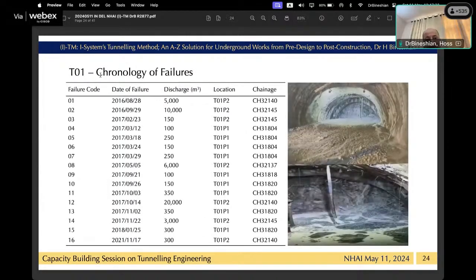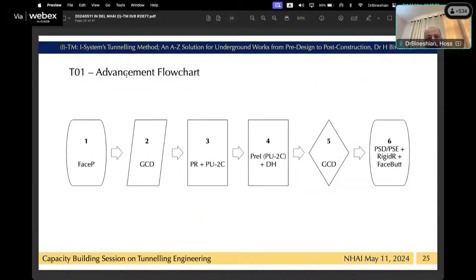As you see here, chronology of failures are listed here from 2016 to November 2021. And you see that in each incident, they have got several thousand cubic meter of discharge, and in total 47,000 cubic meter discharge occurred when they were using conventional tunneling method and NATM using RMR and Q. In 2022 March, the task was given to Amberg to use I-System for design and ITM for tunneling.